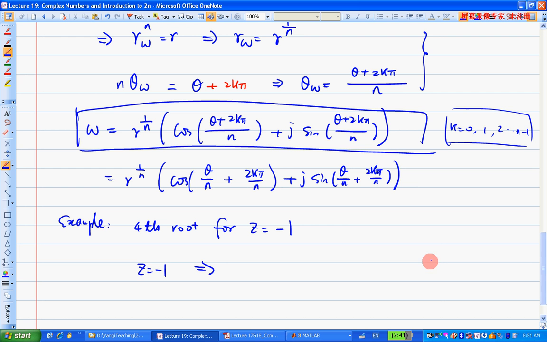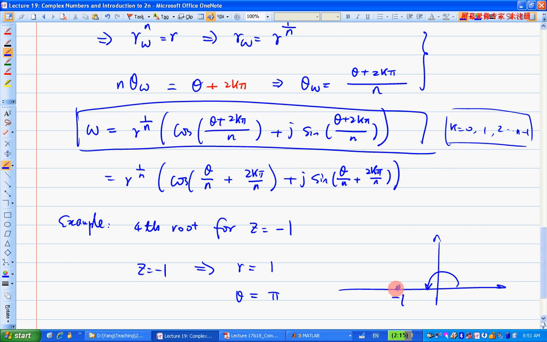So for this particular one, what do I need to do? First step, if you're not quite familiar, sketch this z equal to -1 on the complex plane. So this is -1 over here. Then find the corresponding r and theta associated with this complex number z equal to -1. So tell me what's r and what's theta? r is 1. Theta is 0? Pi. That's right.